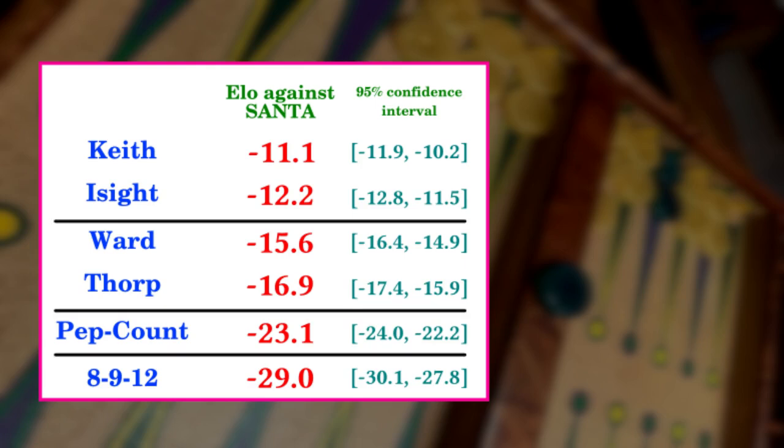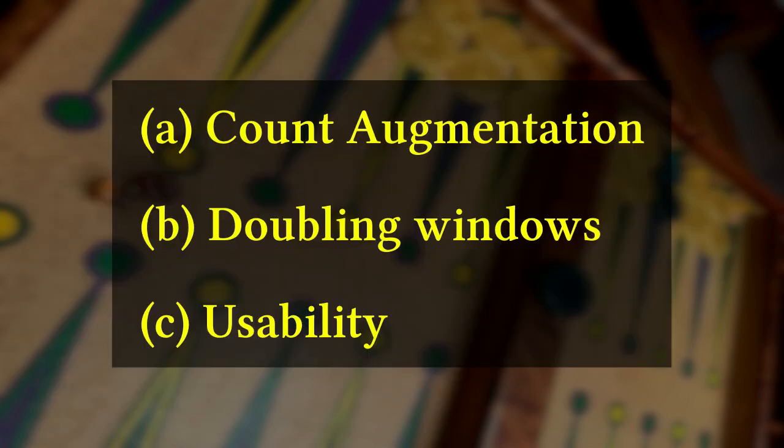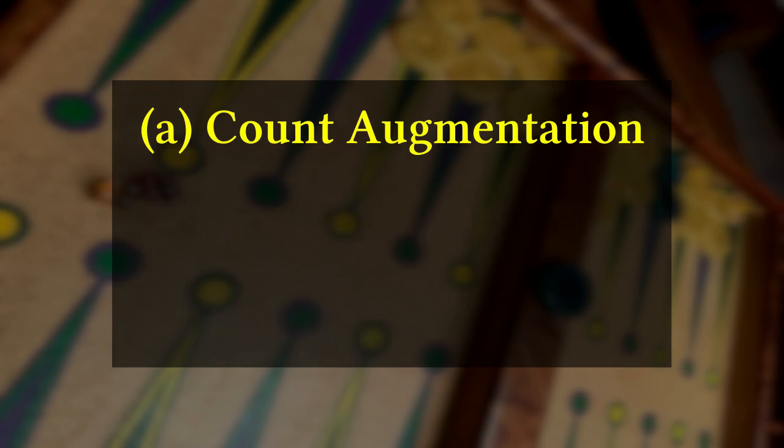So here, we are quite certain that Keith and Isight are better than the others, and Ward and Thorpe are better than pep count, but unsure about the status of Ward versus Thorpe and Keith versus Isight. Fortunately, it's not that important, because we won't be using the bear-off versions. We want the best possible race versions. So let's look at 3 key aspects: count augmentation, doubling windows, and usability. And they all interconnect. But let's do them one by one. It might get confusing anyway.